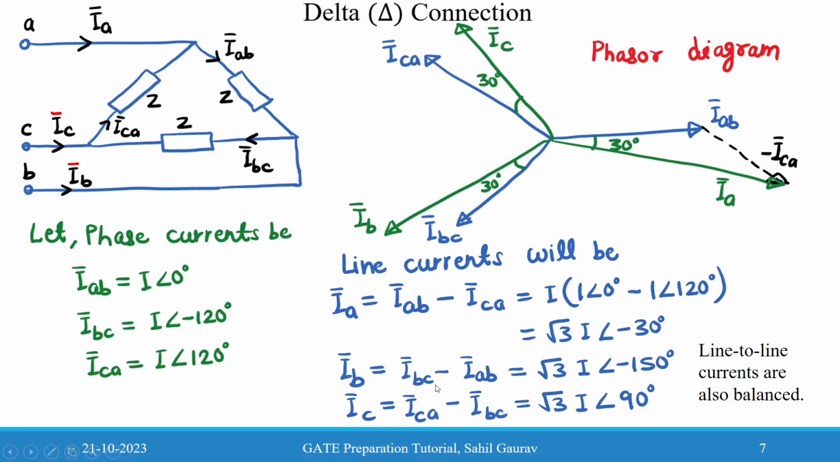Similarly, IB will be IBC minus IAB and IC will be ICA minus IBC. So you will get the line currents. We can see that the line currents are root 3 times the phase currents and they are lagging by 30 degrees with respect to the phase currents. Since the phase currents are balanced, the line currents are also balanced, and using these values we can represent them in the phasor diagram.